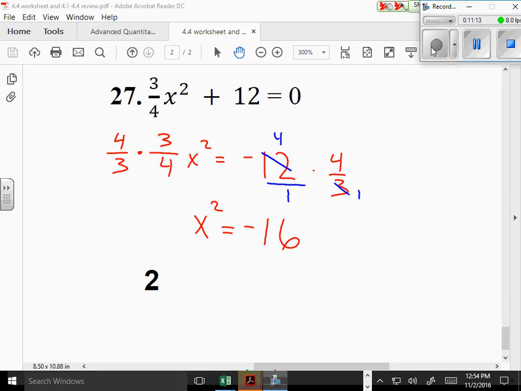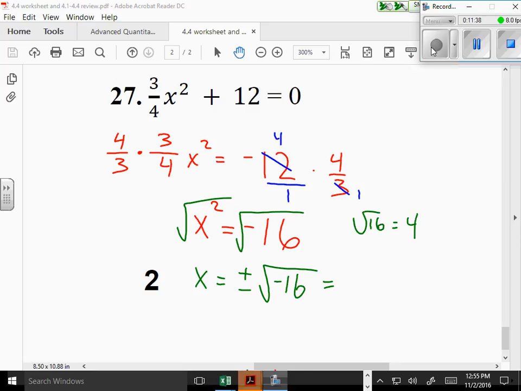Then take the square root of both sides again. X would be plus or minus the square root of negative 16. Pull the i out. And the square root of 16 is 4. So it would be plus or minus 4i.